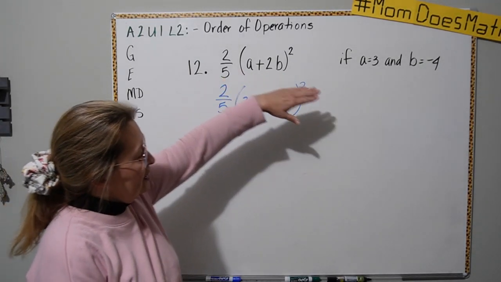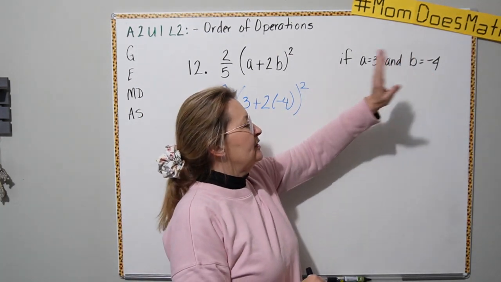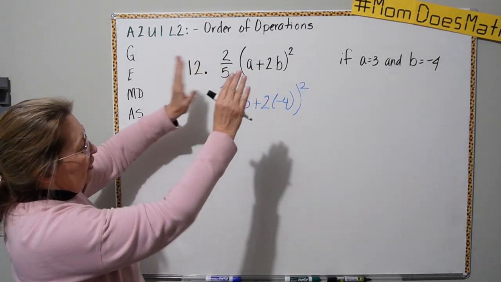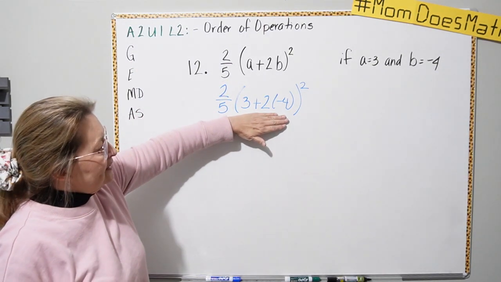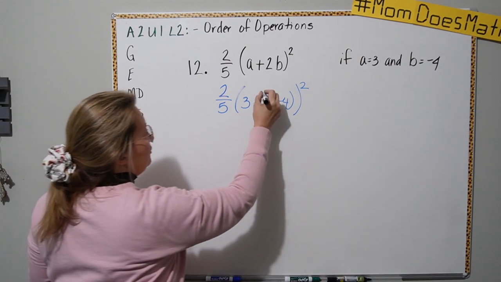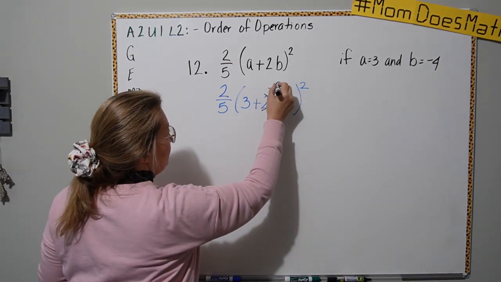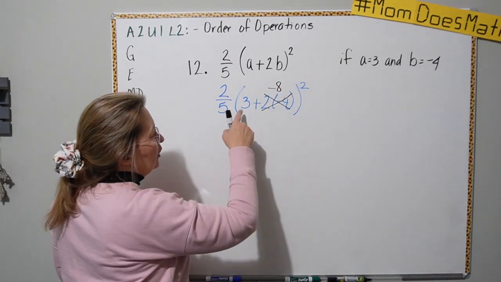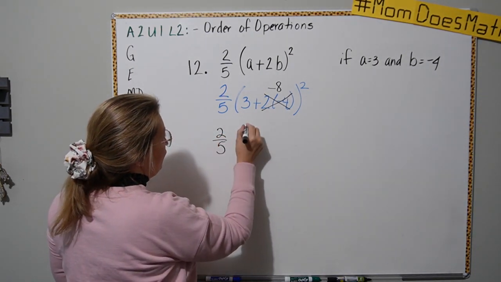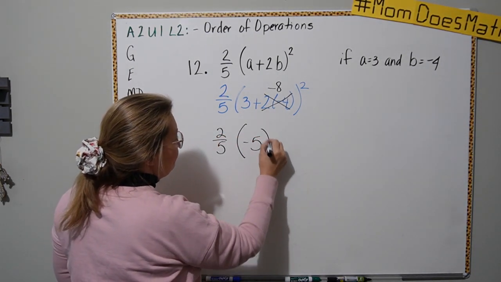Okay, so here's number 12. Here's your expression if A is equal to 3, B is equal to negative 4. So I have filled in the 3 and the negative 4 for A and B. Let's go inside the parentheses or the grouping symbol first. Now, 2 times negative 4 is negative 8. 3 plus negative 8, and let's come down. 3 plus negative 8 is negative 5.